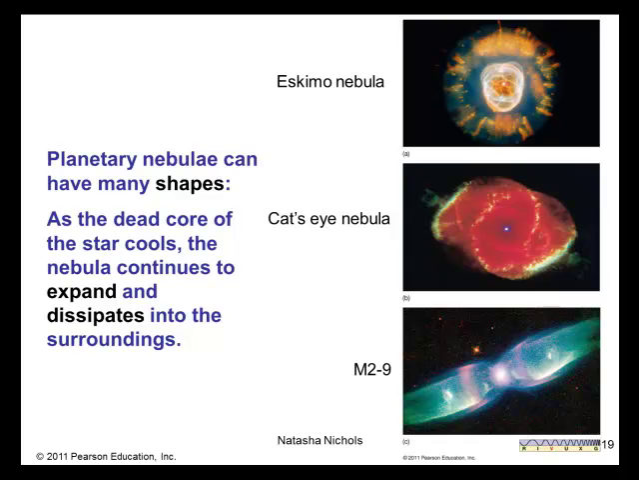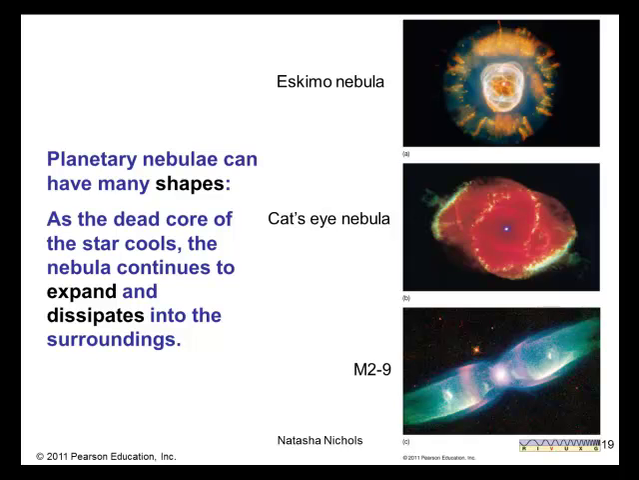Now, planetary nebulae can have many shapes. In frame A, you see what's called the Eskimo Nebula. It clearly shows several bubbles or shells of material being blown into space, and it resides about 1,500 parsecs away in the direction of the constellation Gemini.